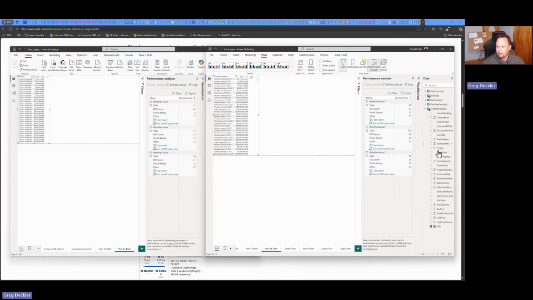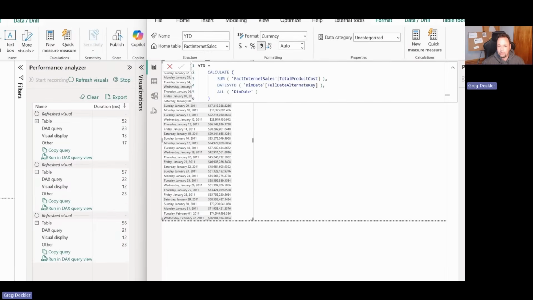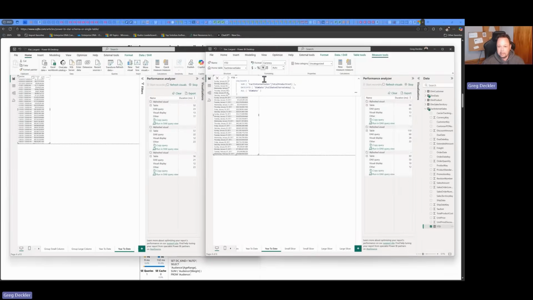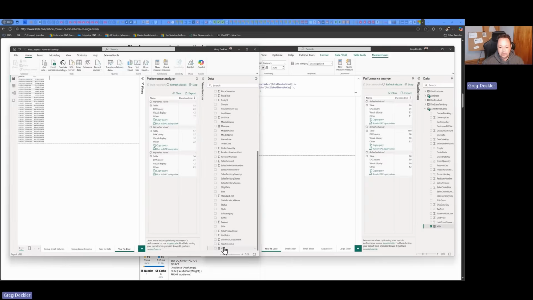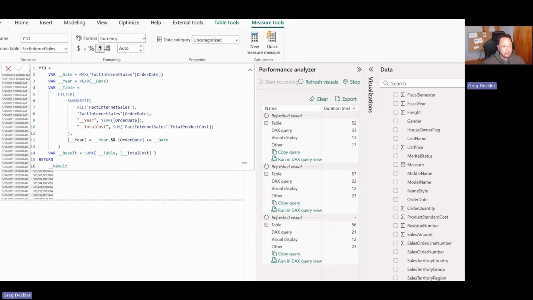Now, you're asking me, what's the difference between what you did and what Marco did? Well, this is Marco's calculation for year-to-date. This is exactly what he used to calculate year-to-date in his blog article. I didn't use Marco's year-to-date for a flat table, because what he was doing made no sense from a flat table perspective. And I was also using CALCULATE, and that slows things down, right?